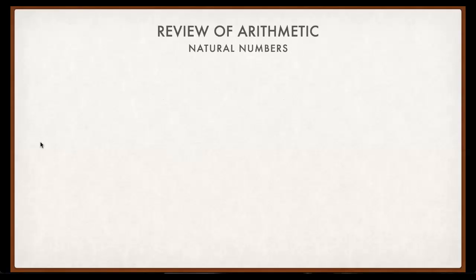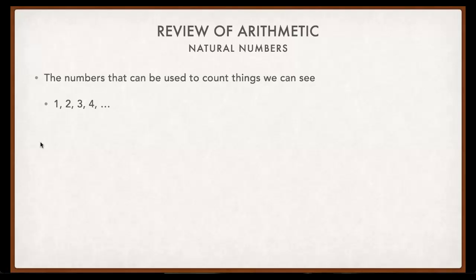We talked about natural numbers or counting numbers. We can use them to count things that we can see. The technical definition is that these are positive integers, so they don't have a fractional part, they don't have a decimal part, and they're all greater than 0.